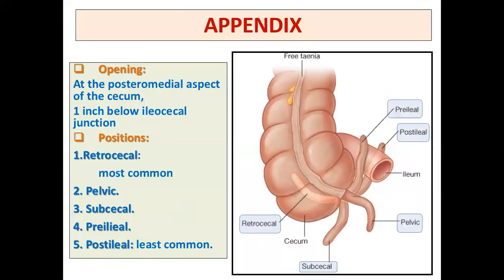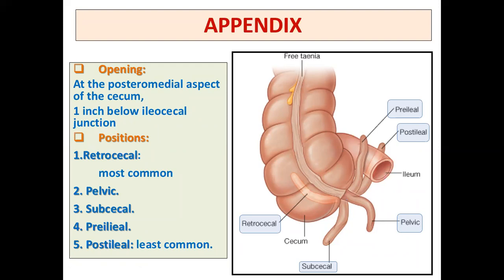Now coming to some more features of the appendix. This appendix opens at the posteromedial aspect of the cecum. This is the cecum, the first part of the large intestine. It opens into the posteromedial aspect of the cecum, just 1 inch below the ileocecal junction. This is the ileum and this is the cecum, so this is called the ileocecal junction, where the small intestine joins with the large intestine. Just 1 inch below this junction will be the appendix.